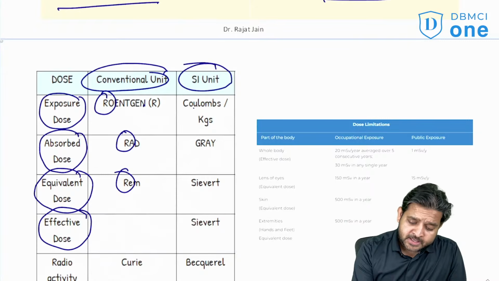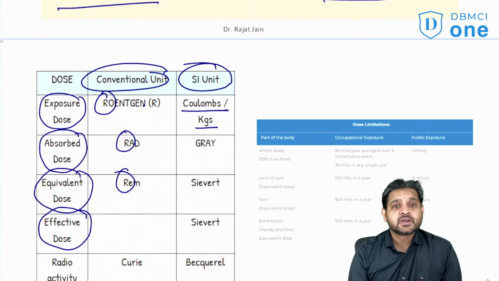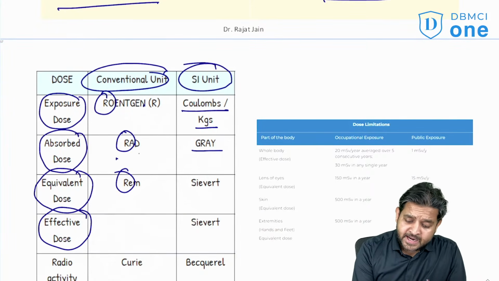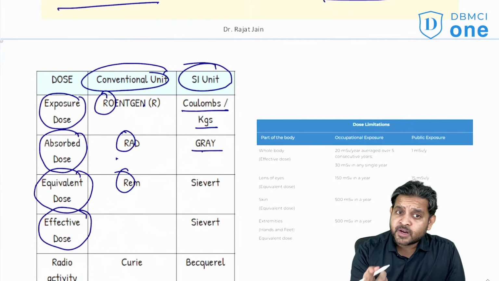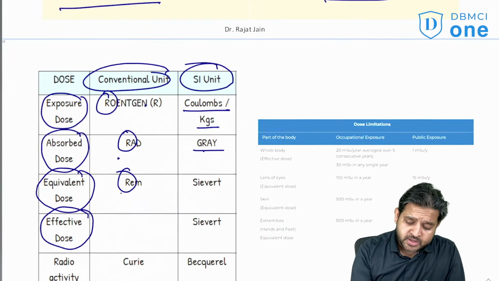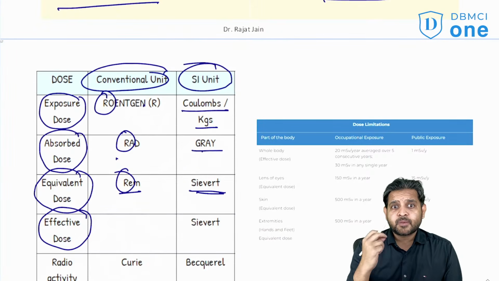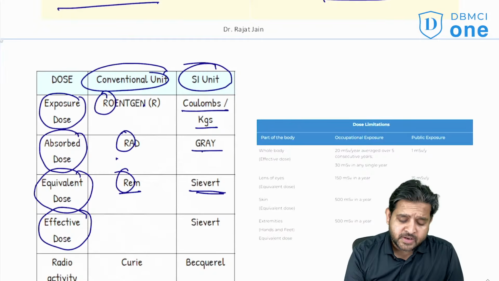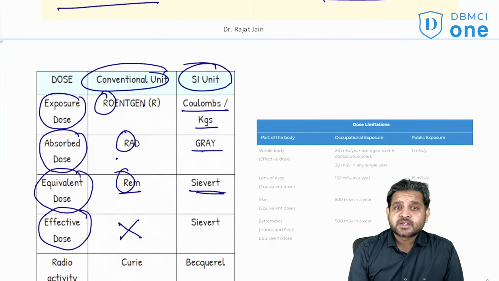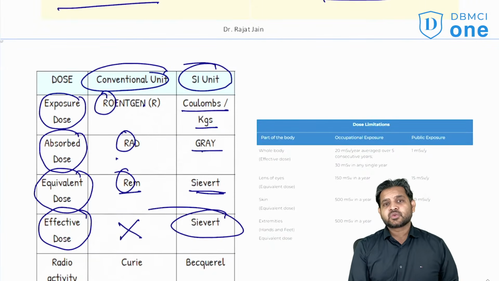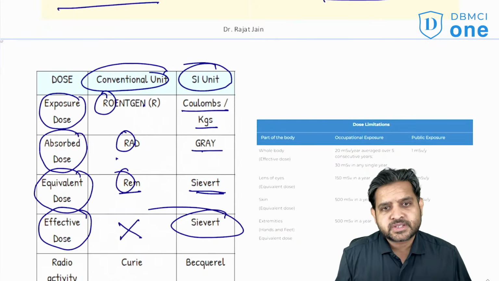SI unit: exposure dose, coulomb per kg. Absorbed dose, gray. Red and gray, both are colors. Colors will remain together. Equivalent dose, rem and sievert. Ram and Sita will remain together. Effective dose does not have a conventional unit. It has only the SI unit, which is sievert, right?